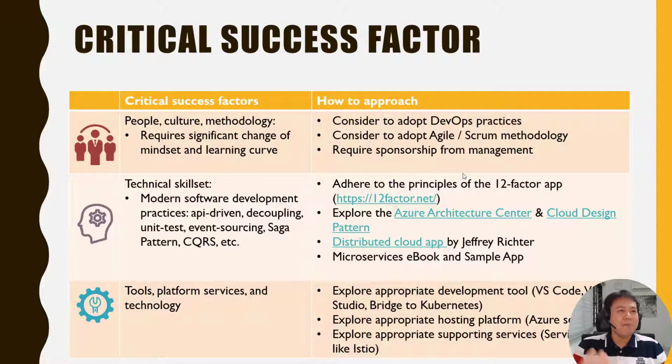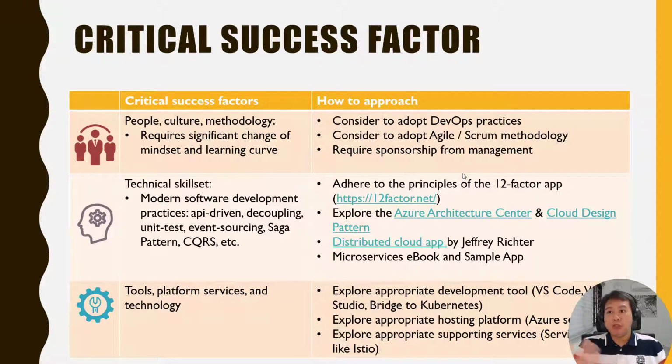So things like API-driven architecture, decoupling, applying unit testing, event sourcing, the Saga pattern, CQRS, which actually stands for Command Query Responsibility Segregation. They are all very good practices that you can use in microservice architecture, though it's not exclusive, right? You can pretty much apply the same patterns in the monolith, but that definitely makes a lot of sense when you use them in conjunction with microservice apps.